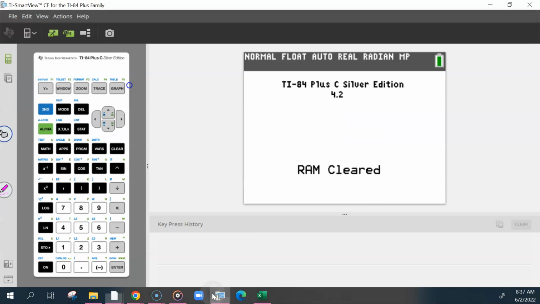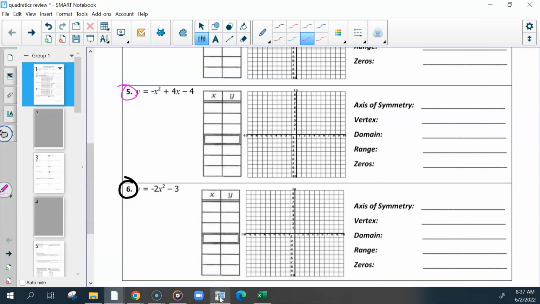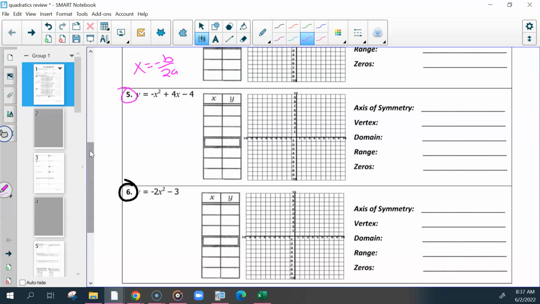So starting, you would need to find your axis of symmetry using negative b over 2a. Do we do this in our calculator? You can do some of it in your calculator, but you have to do it by hand. So this would be negative 4 over 2 times negative 1. X equals 2.